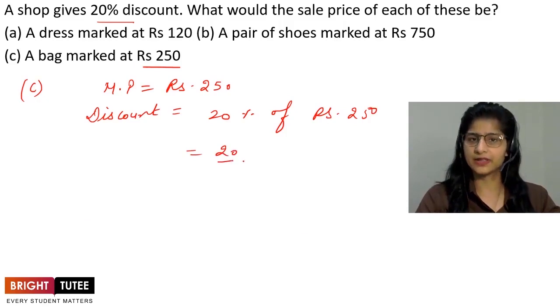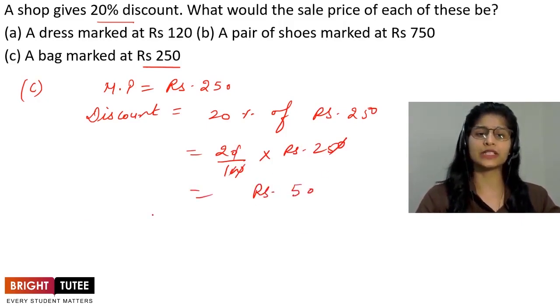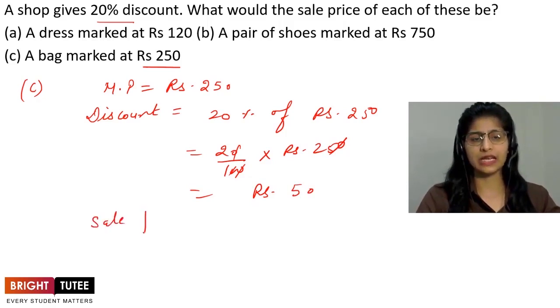So 20% of rupees 250, cancel the zeros. 25 into 2 is 50. So rupees 50. You get a 50 rupees discount. So what is the sale price? Marked price minus discount. What is the marked price given?